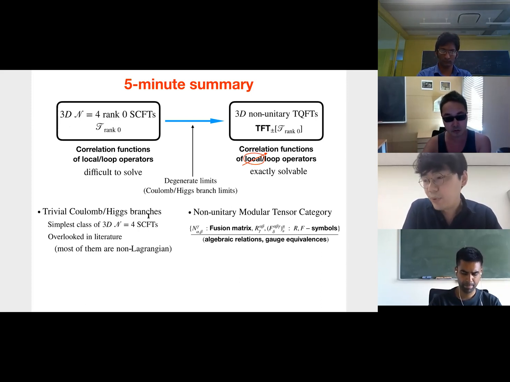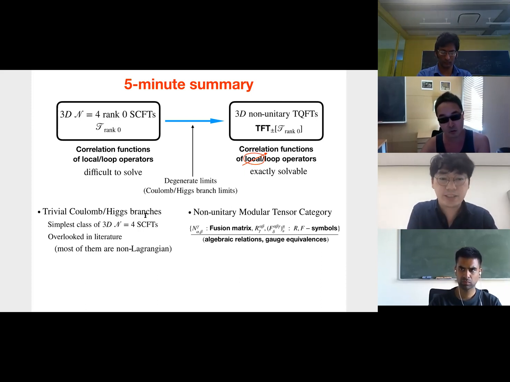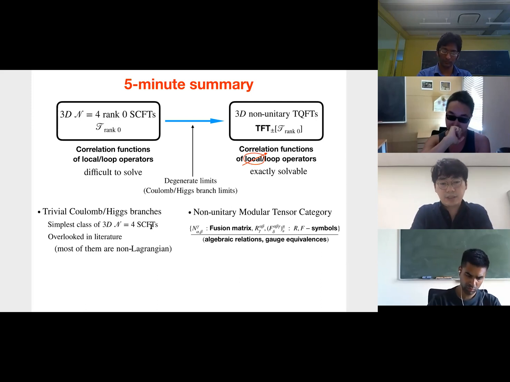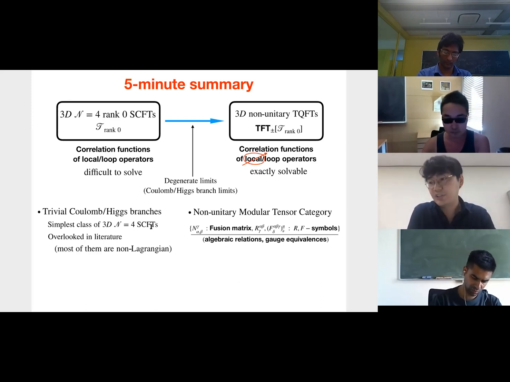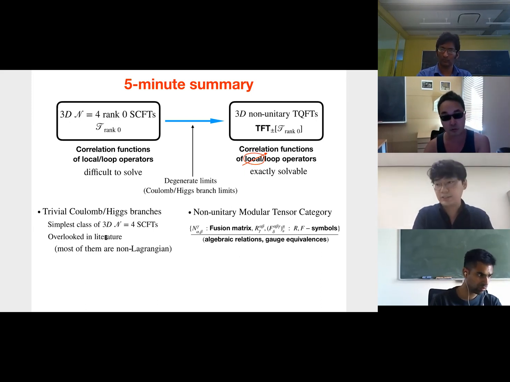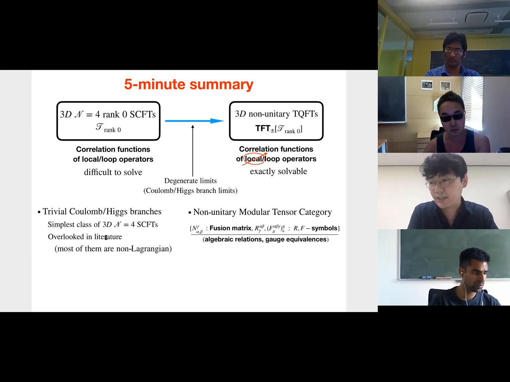So the moduli space is trivial. There's no Coulomb branch and Higgs branch moduli space. In a sense, this is the simplest class of 3D N=4 CFTs. But such a theory has been overlooked in the literature, because some people believe that there is no such theory.